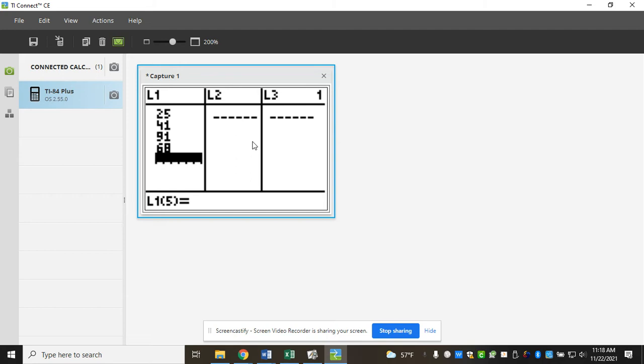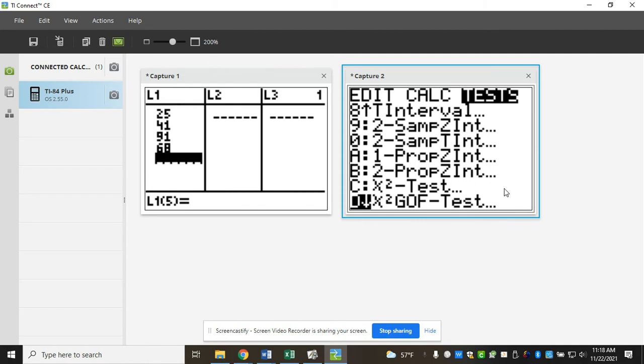Let's go ahead and try to run it. So, stat tests. Going down to GOF test, which is D. What is my degrees of freedom going to be? How many categories did I have? 4. So what's my degrees of freedom? 3. And when you hit calculate, what happens?